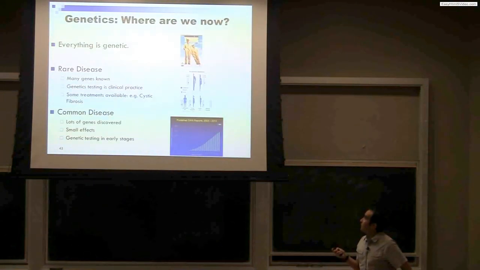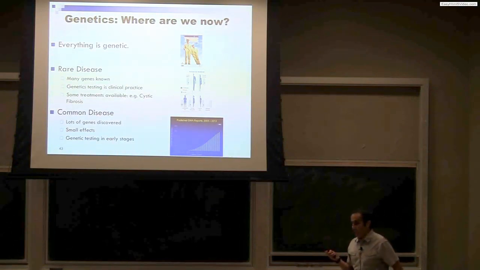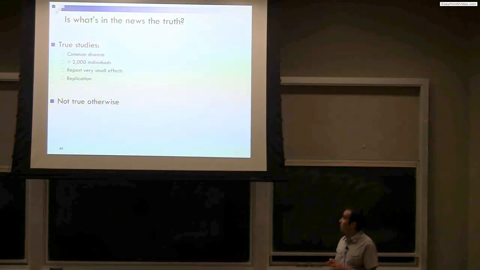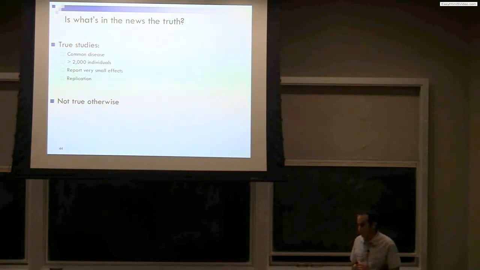And so if you go home today and look up personalized genetics and you find new articles, how can you know if something is true? We'll actually cover this. We'll learn this and be able to figure that out ourselves. But for the meantime, these are rules of thumb. In a true study looking at common diseases, it'll have at least 2,000 individuals. It'll report a very small effect, and it'll be replicated.